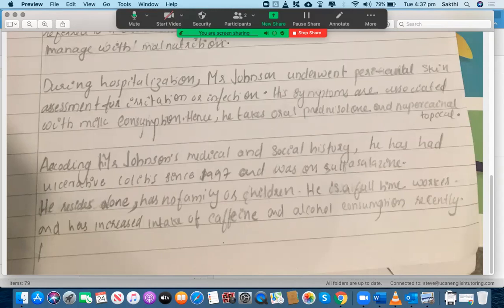He is a full-time worker and has increased intake of caffeine and alcohol consumption. See this one, intake and consumption. It's not good. Intake and consumption are synonyms. Why are you using both of them together? Use either intake of caffeine and alcohol, or caffeine and alcohol consumption. Don't write both together, please. Write only one of them. I think it's better to use "increased intake of caffeine and alcohol."